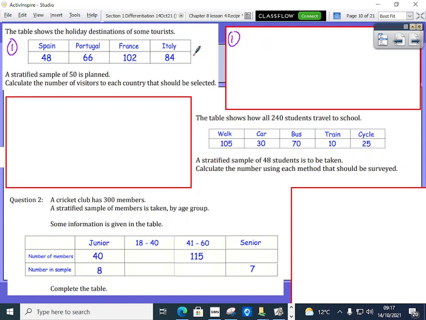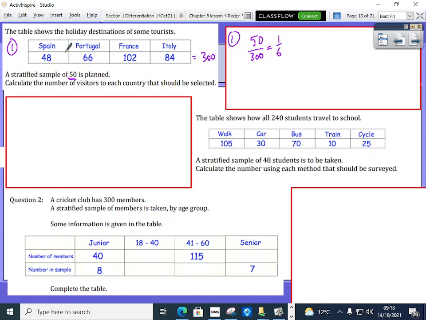Now the first thing is you need to get the total here. So first of all, the total population, if you add all this up, you are going to get 300. The next thing is to look at the stratified sample. How much do we want of our sample? We want 50 in our sample. So basically you want 50 over 300. That is the proportion of tourists visiting each country you need. If I simplify that, that is 1/6. Sometimes you can change it into a percentage, but in this case I'll just leave it as a sixth.